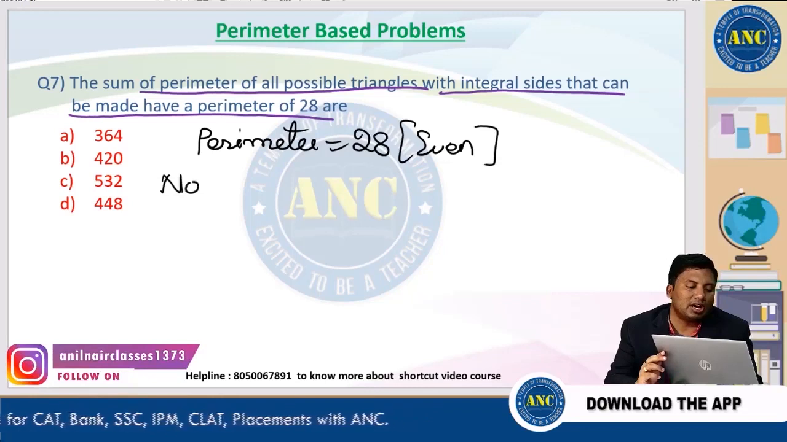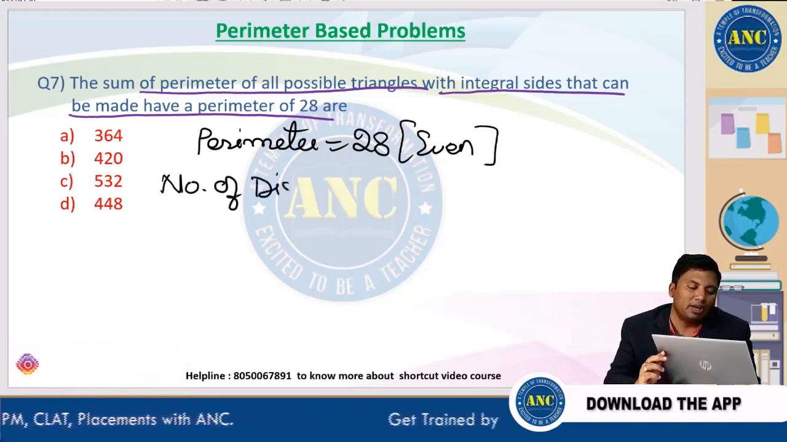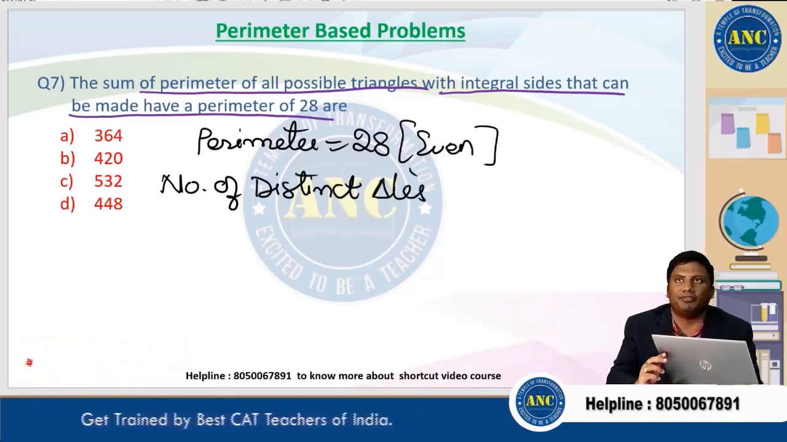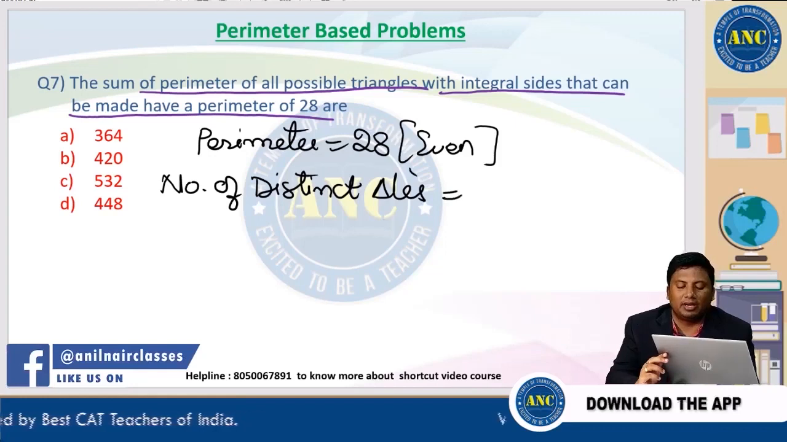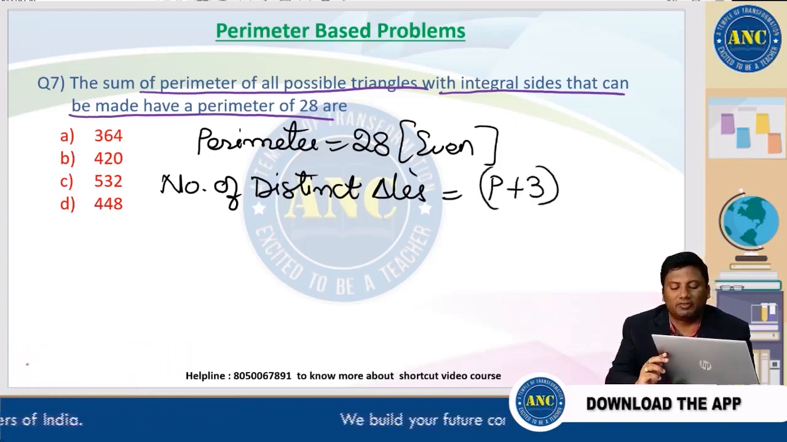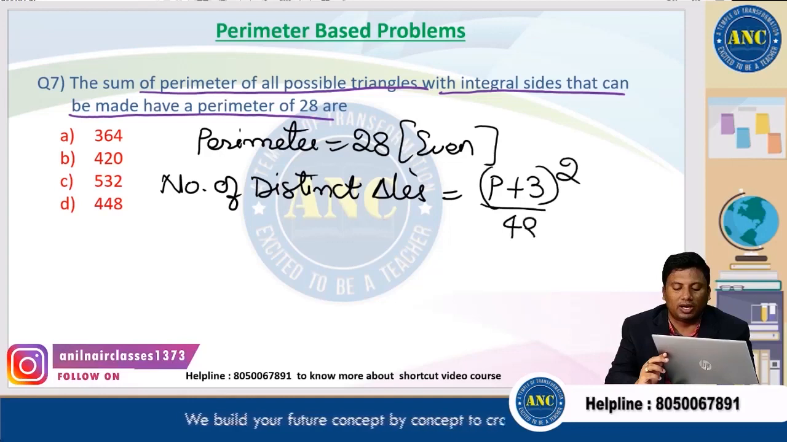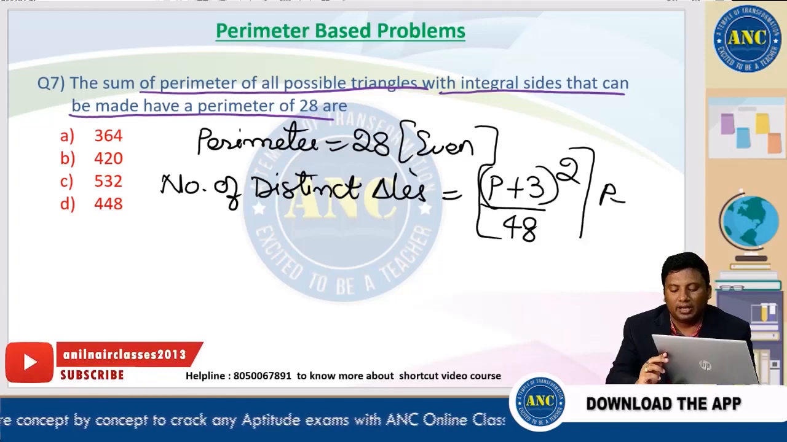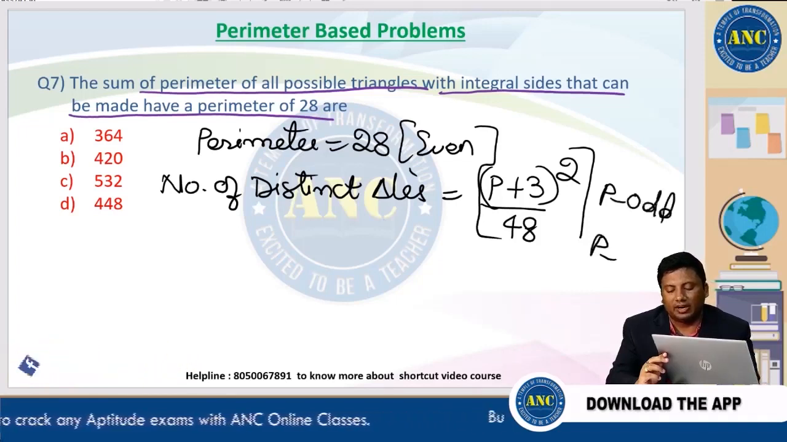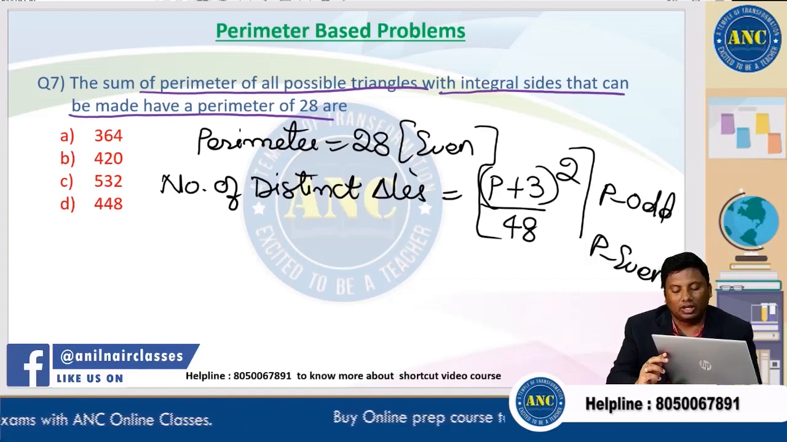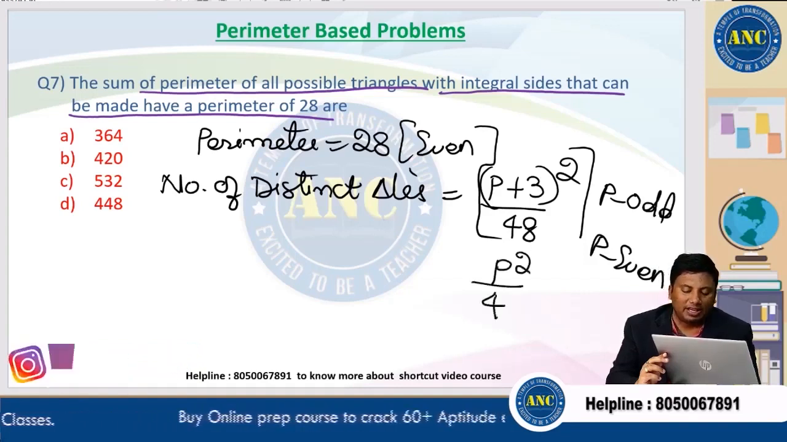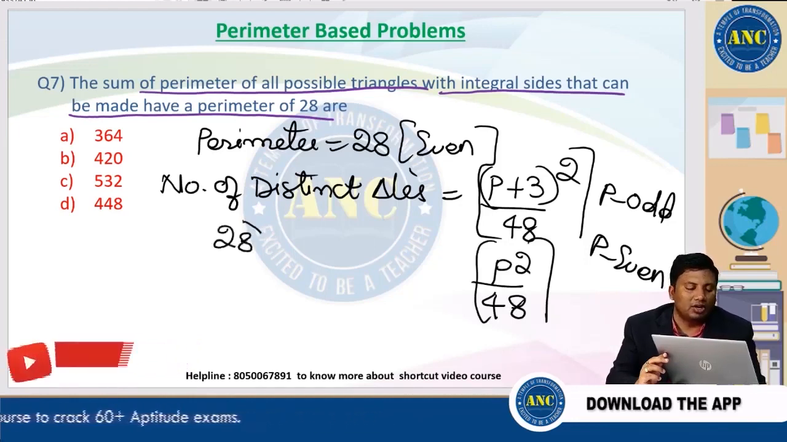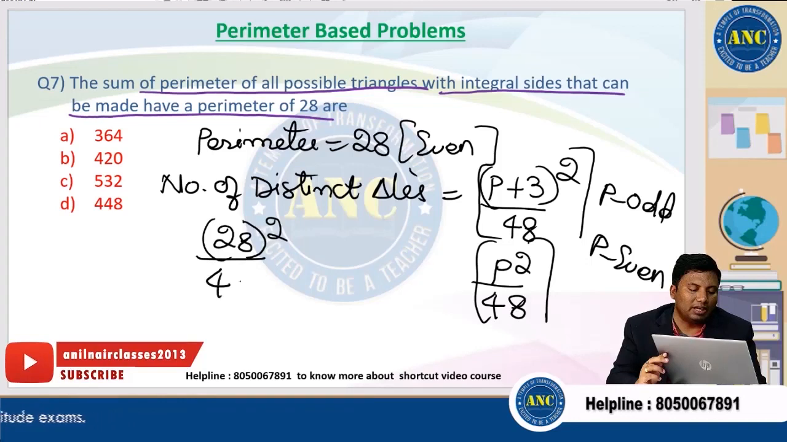How many distinct triangles can be formed when the perimeter is an even number? The number of distinct triangles when the perimeter is an odd number is given by the nearest integer function of (P plus 3) whole square divided by 48. When P is an even number, here it is an even number, it will be P square by 48. So here it will become 28 square divided by 48.